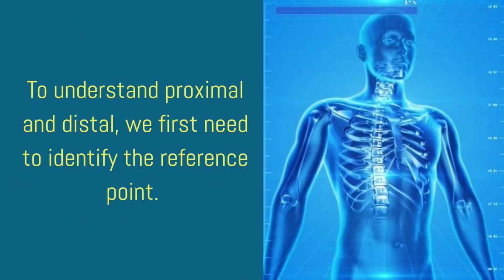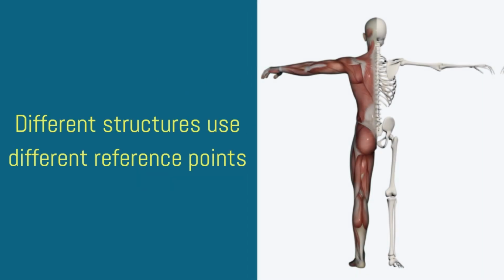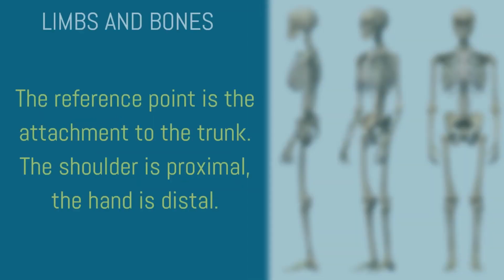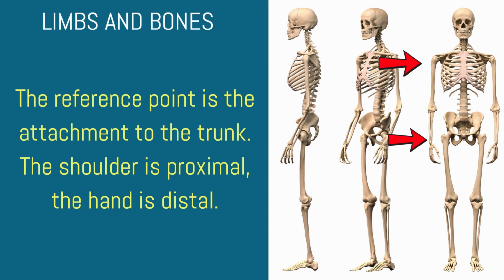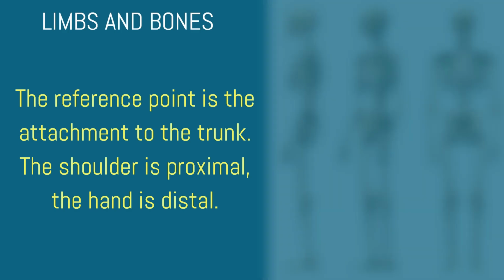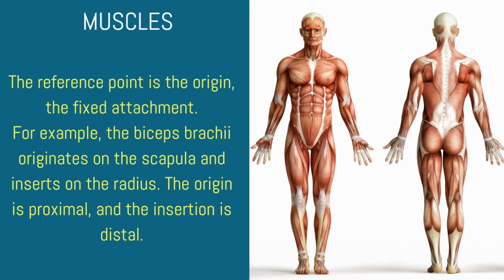To understand proximal and distal, we first need to identify the reference point. Different structures use different reference points. Limbs and bones. The reference point is the attachment to the trunk. The shoulder is proximal, the hand is distal. Muscles, the reference point is the origin, the fixed attachment. For example, the biceps brachii originates on the scapula and inserts on the radius. The origin is proximal, and the insertion is distal.